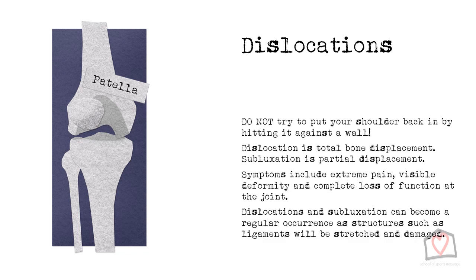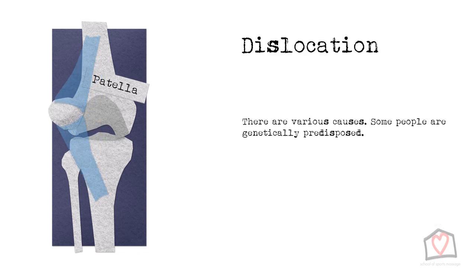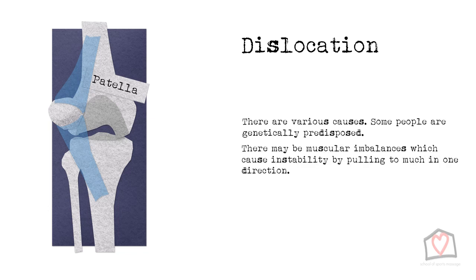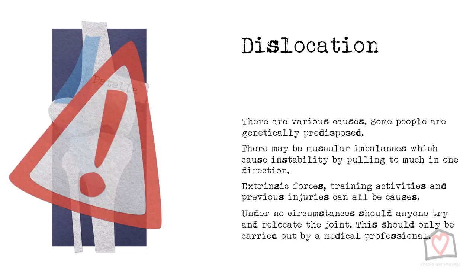Often people have regular issues with dislocations once it has happened, as structures such as the ligaments will be stretched and damaged. There are various potential causes. Some people are genetically predisposed. There may be a muscular imbalance, which causes instability by pulling too much in one direction. Extrinsic forces, training activities, and previous injuries can all be possible causes. Under no circumstances should anyone try and relocate the joint. This should only be carried out by medical professionals, as there is a risk of trapping nerves or blood vessels in the joint, which would be extremely dangerous and extremely painful.